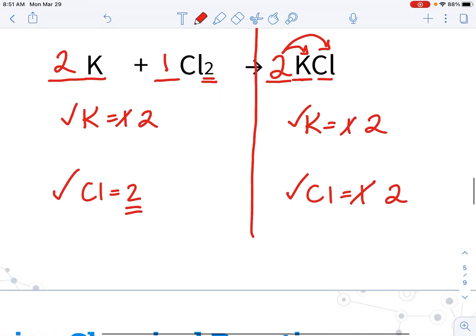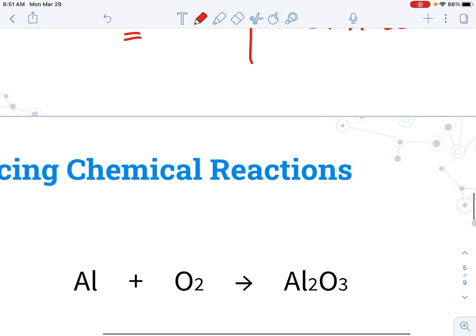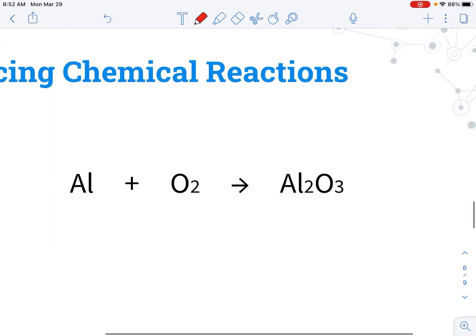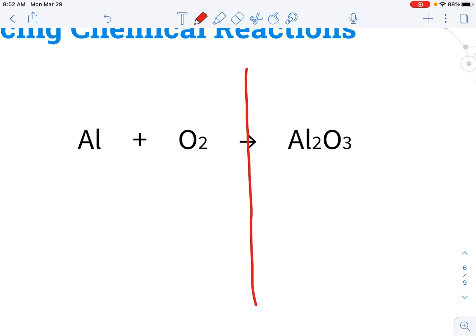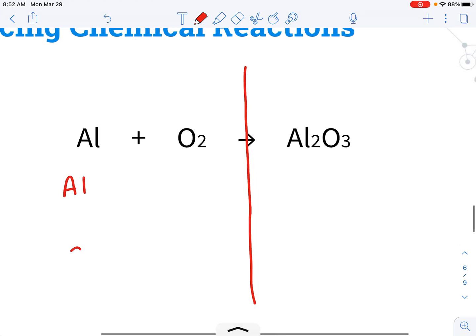Okay. Let's do another example. For this one, we've got aluminum and oxygen reacting to form aluminum oxide. We're going to follow these same steps, so I'm going to divide this up into my reactant and my product side. I'm going to make a list of my elements. So I've got aluminum and oxygen. I would also make sure when you make these lists that they look the same on each side so you don't mix them up by accident.